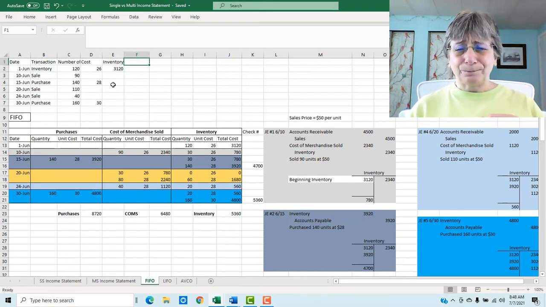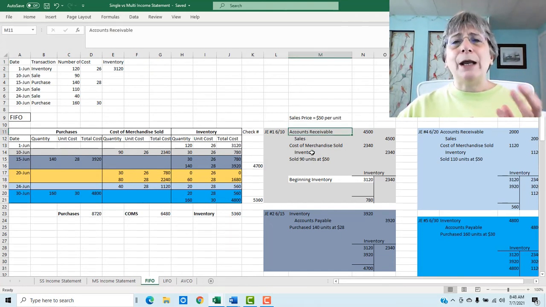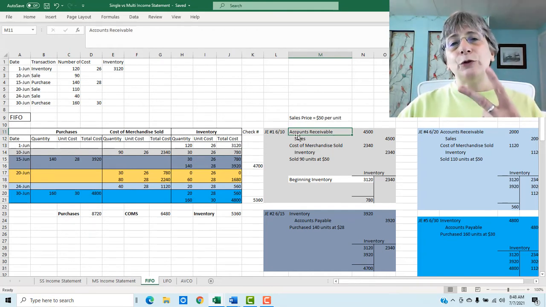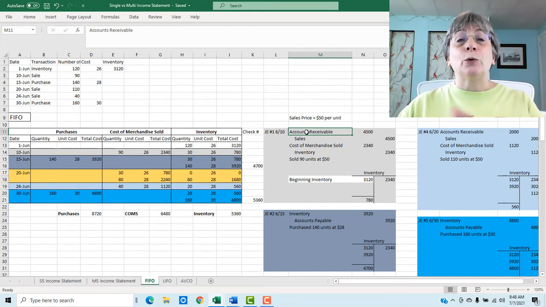Now, what does that mean? Here's what we're trying to get to. When we have a sales transaction involving inventory, we have two pieces to that when we're using the perpetual inventory method. And I'll link the periodic versus perpetual inventory video in the description so you can see the differences between the two. But with perpetual inventory, we are going to be doing two parts to every sales transaction.